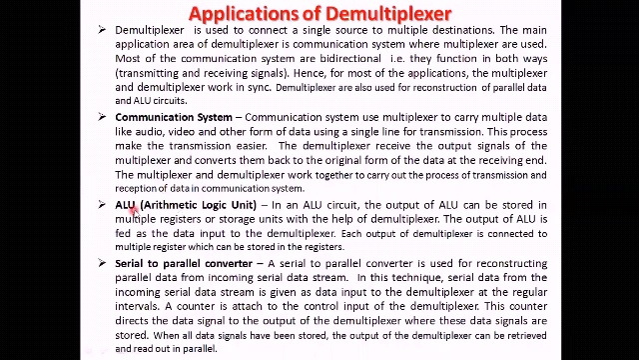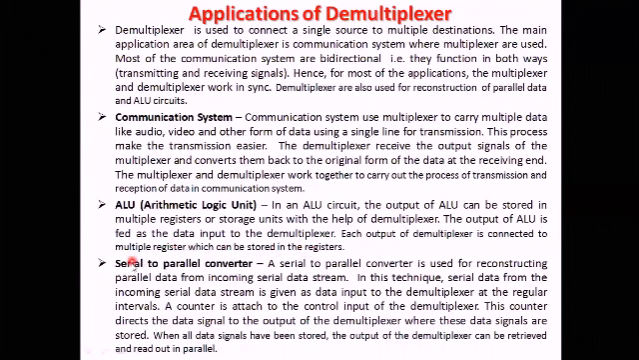Next is the ALU, arithmetic logic unit. In the ALU circuit, the output of the ALU is stored in multiple registers or storage units with the help of a demultiplexer. The output of an ALU is fed as the data input to the demultiplexer. Each output of the demultiplexer is connected to a register, where it can be stored.